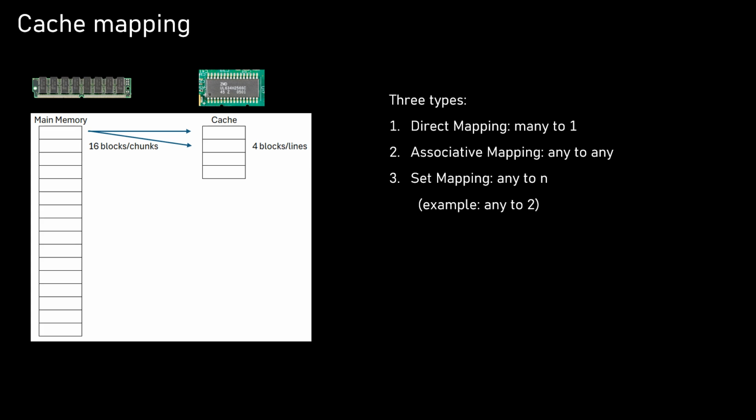For example, direct mapping is much easier to search, as any address from the main memory can only exist in one cache line, whereas in associative mapping, we have to search every cache line, but it allows us a greater degree of freedom in using all the lines in the cache.